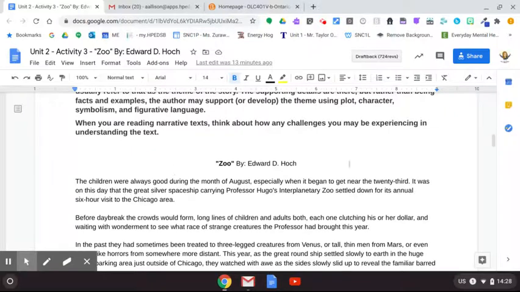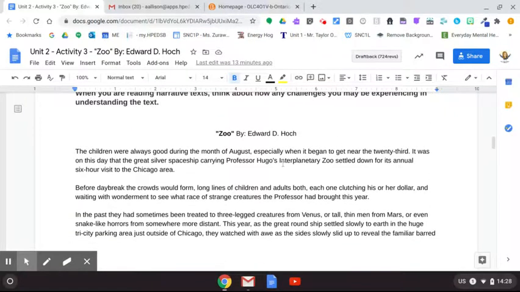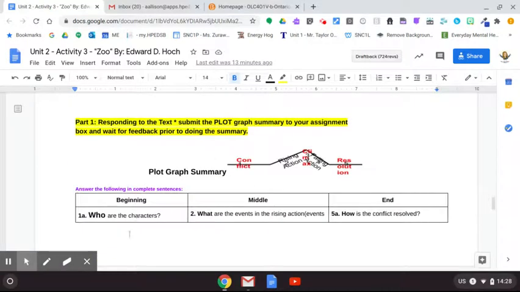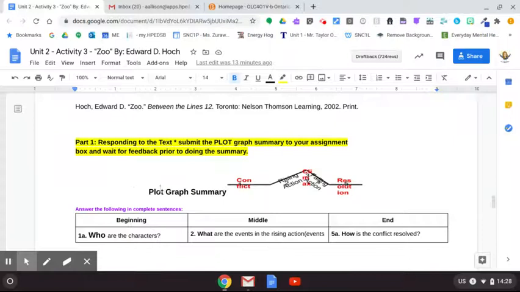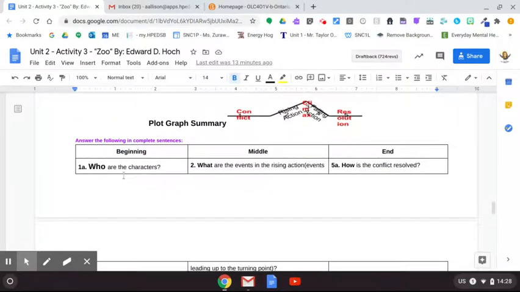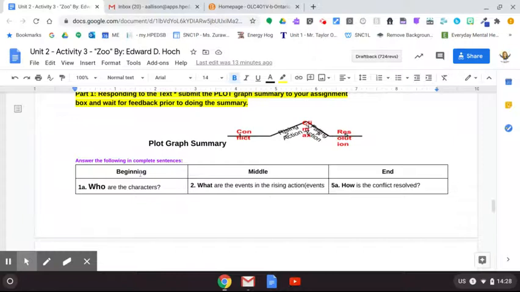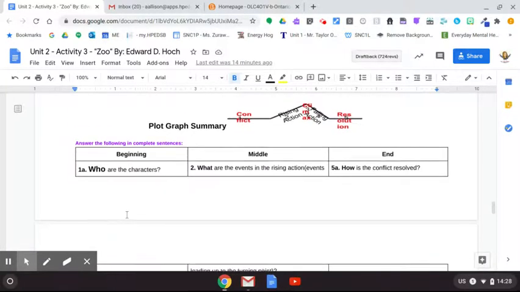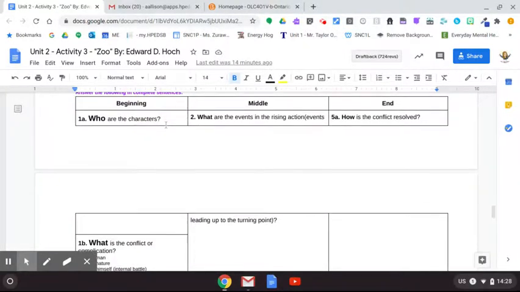So we are going to look at this short story. It's called Zoo. Let me just scroll down, but we are going to look at it through a lens of this plot graph summary that's down below. In a story, generally speaking, there are things that happen in the beginning, in the middle, and in the end of a story. When I read a narrative, I expect to see this loose structure. In the beginning, generally I would find out who the main characters are.